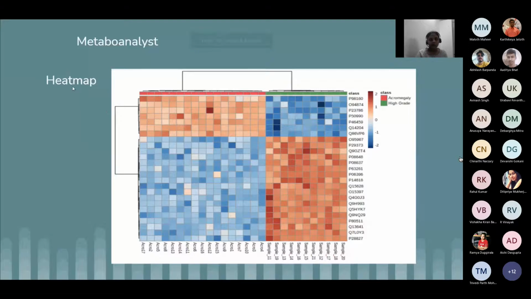I have also taken the heat map from MetaboAnalyst. From this heat map, we can say that some proteins are highly correlated with the acromegaly samples and some proteins are highly correlated with the high-grade meningioma samples. So from this we can say that proteomic analysis helps us to classify the samples.